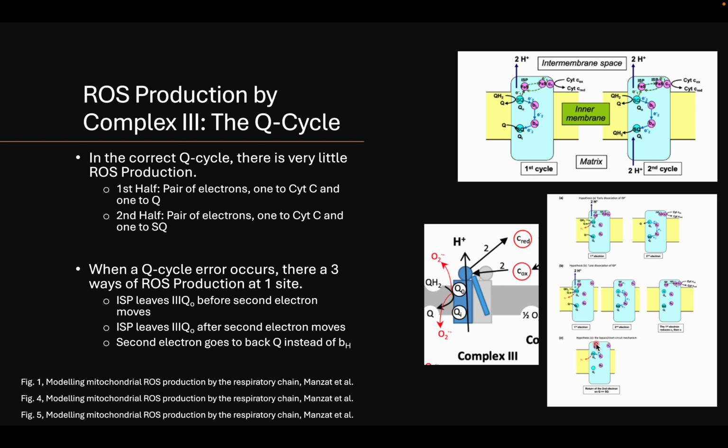The electrons move out at the same time, but you can have a short circuit or a bypass result where instead of cytochrome B low going to B high, you have cytochrome B low, like right here, going back to the quinone that was just formed in QP site and adding it back on there, producing another semiquinone, which then reacts with free oxygen to produce superoxide radical.